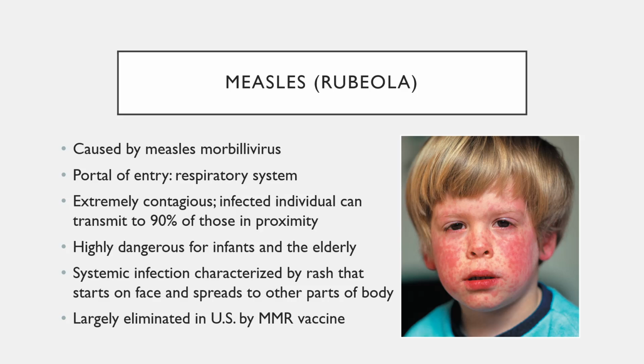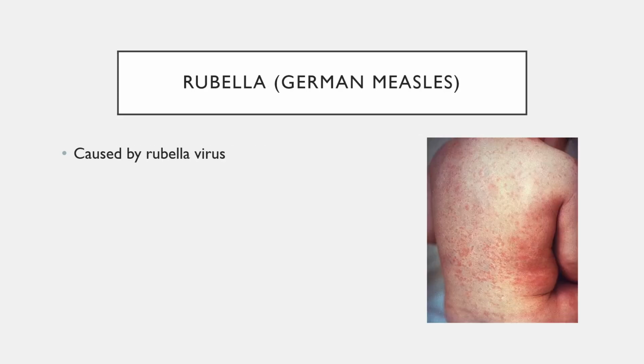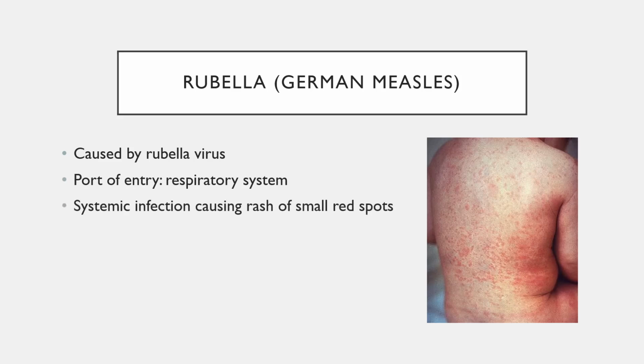Next up is rubella, sometimes referred to as German measles. This is caused by the rubella virus. The portal of entry is also the respiratory system. It's a systemic infection that causes a rash, very small red spots on the body, and it's associated with mild symptoms and a low mortality rate. So why is rubella considered a serious illness if it is so mild?